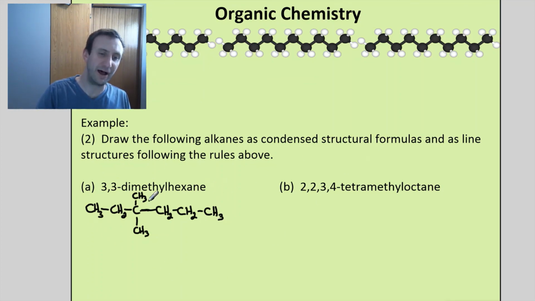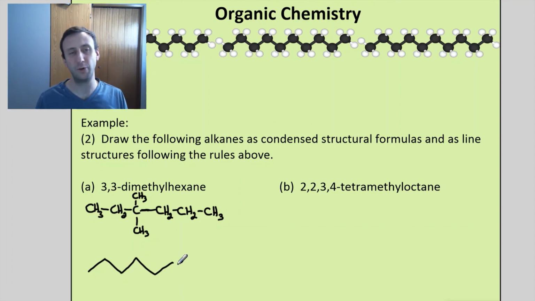If I were to do this as a line structure, I have 1, 2, 3, 4, 5, 6 carbons. So 1, 2, I've already done 2, because remember each point, each vertex is actually a carbon. 3, 4, 5, 6. I always want to go in this kind of zigzag pattern for this. Okay, so 1, 2, 3, 4, 5, 6. And then I have 2 methyls, so I'm going to draw 2 lines off of the third carbon. And because these 2 are going up, they're going to go down.